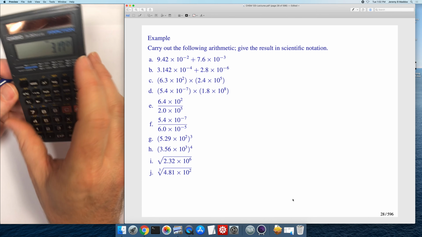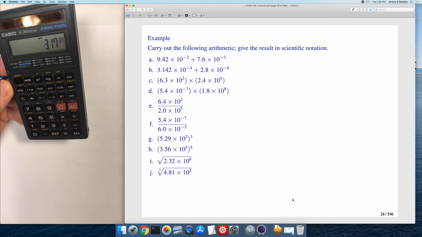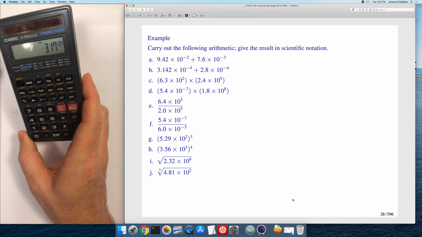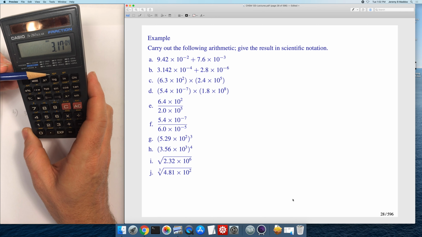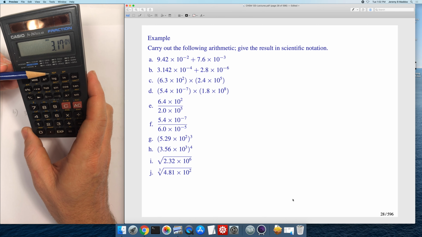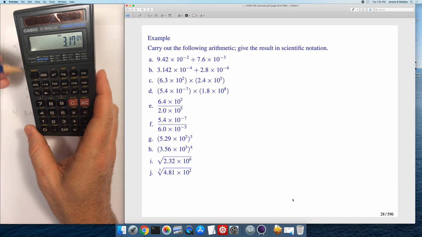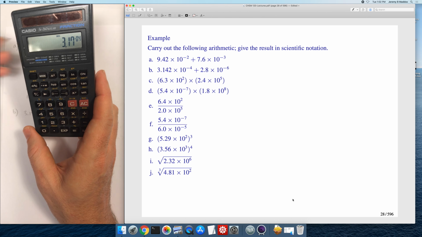So take a look at your calculator and check to see what button you're using for scientific notation. I really don't recommend that you use the anti-logarithm button to enter scientific notation. There's an EXP button on mine. On many calculators, it's a double E button, which is accessed by one of the Shift keys.